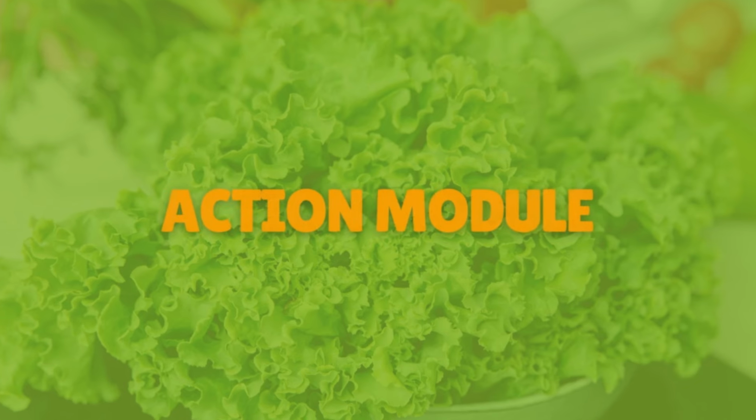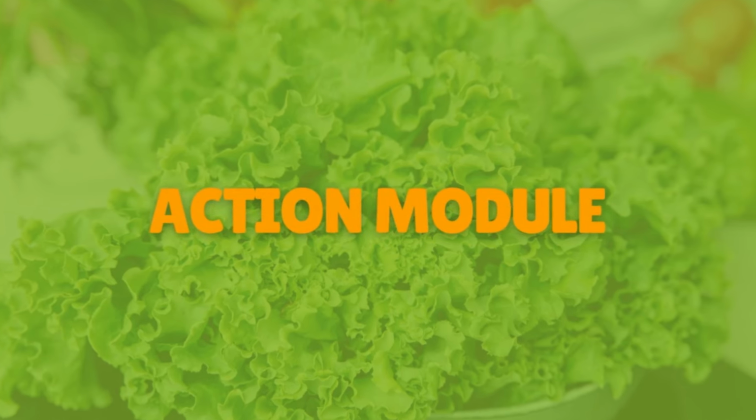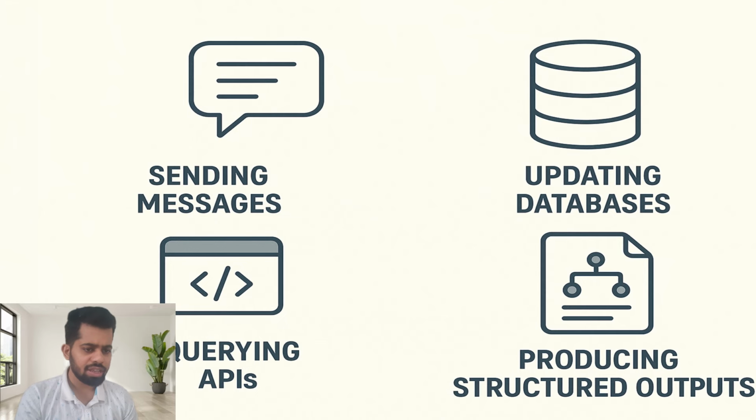Next is the action module, where action selection and execution happen. It actually executes the plan using multiple tools that take actions, sometimes including sending messages, updating databases, querying APIs, or producing structured output. Here, we can use something like LangChain's agent executor, which links LLM output to tool calls and observes the responses for the subsequent steps.